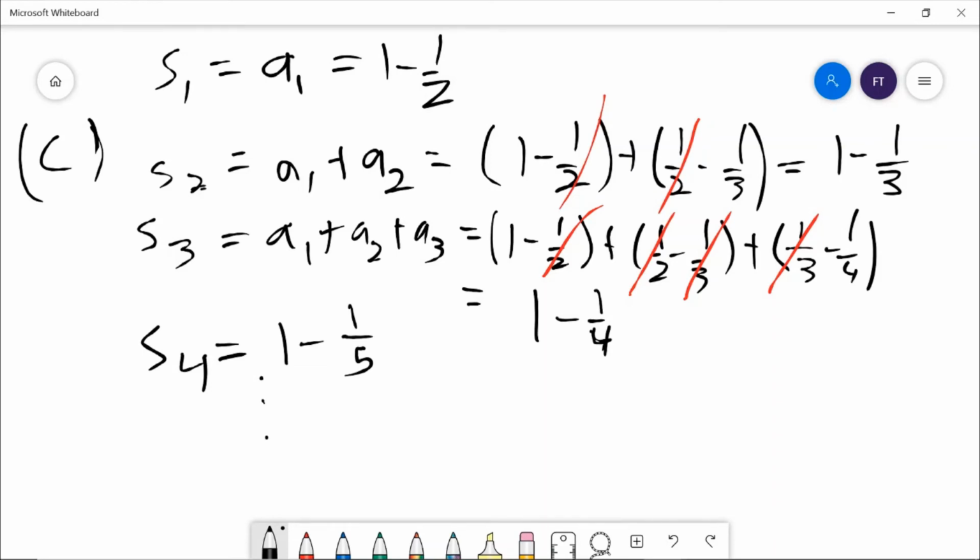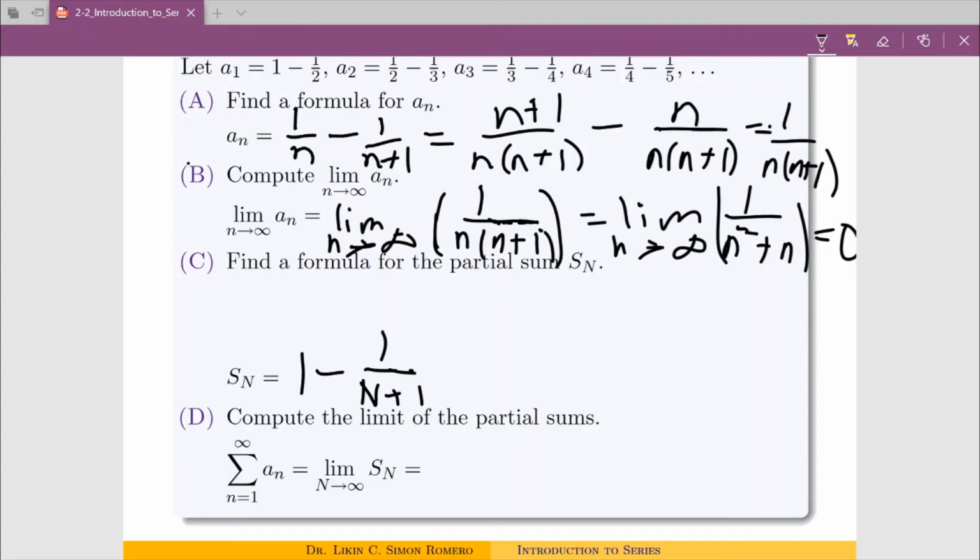Hopefully you can see that this pattern is going to eventually give us S of n equal to 1 minus 1 over n plus 1. So we can fill our answer into part C. We get that S of n equals 1 minus 1 over n plus 1.